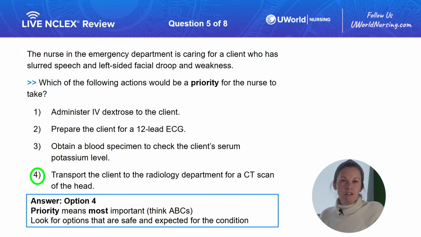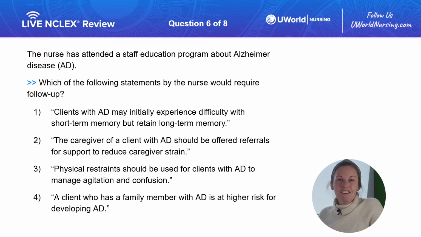And then option 3, potassium is an important thing to monitor with our heart. We're not as concerned with potassium at this point. We would maybe be more concerned with other electrolytes that might cause more manifestations that would mimic a stroke. But when we see potassium, we worry more about dysrhythmias with our heart. You guys did great on that one. Well done. All right, moving along, question 6.